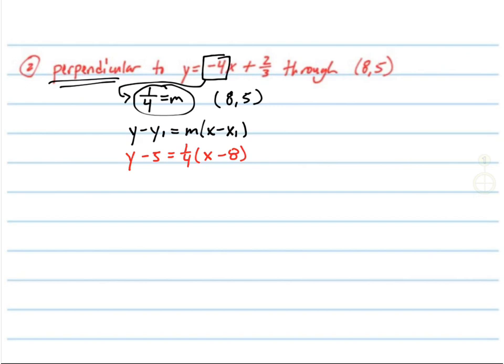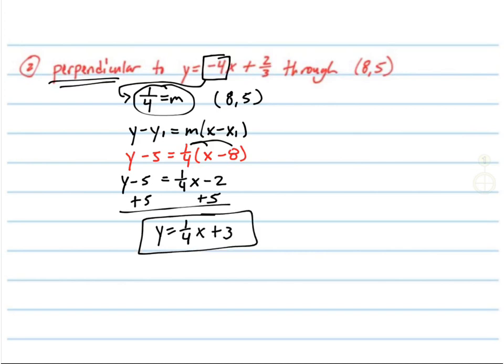At this point, we just want to convert this into slope-intercept form, so we're going to distribute. That's 1/4 x minus 2 equals y minus 5. Then we're going to add 5 to the other side. And so if we've done this correctly, we get y equals 1/4 x plus 3. And because the two slopes are opposite reciprocals, I think we did a good job, and I think we did it right. All right, one more example.